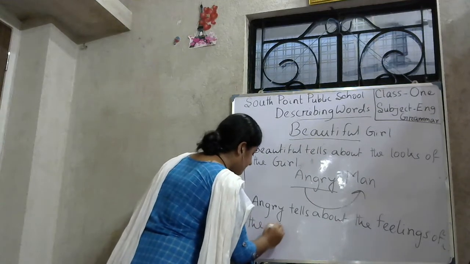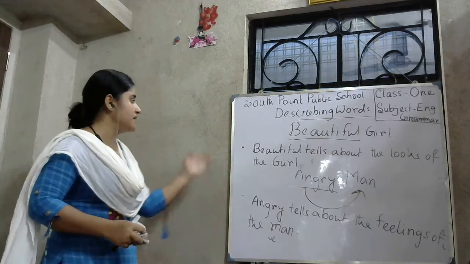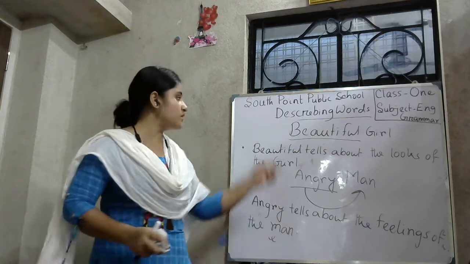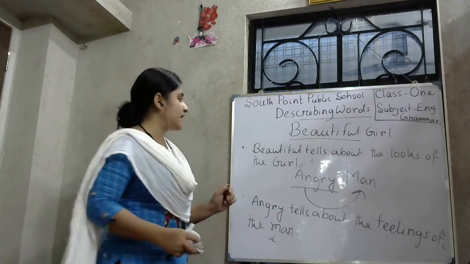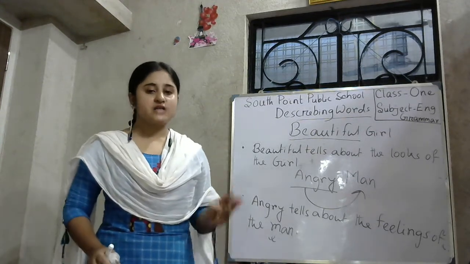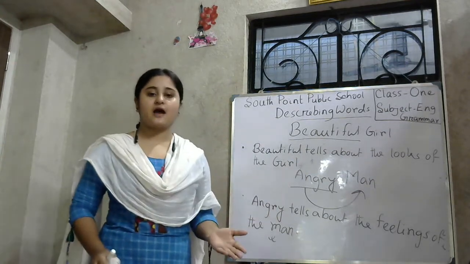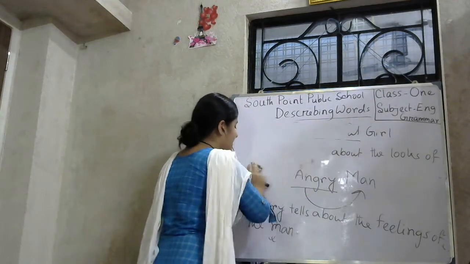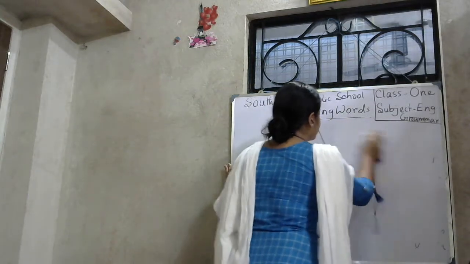So from these examples, we can tell that the words two, red, big, round, beautiful, angry are the describing words because they tell about the number, color, size, shape, looks and feelings of the nouns. We can tell that. So right here are the nouns and the describing words. Do you understand, students? This is very easy. Try to understand.